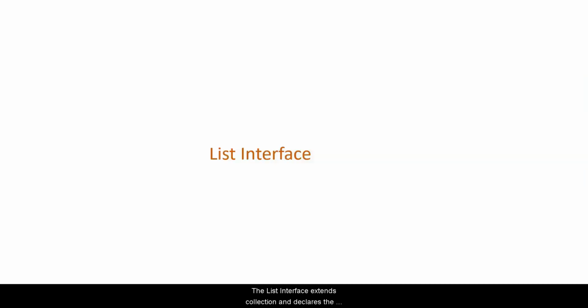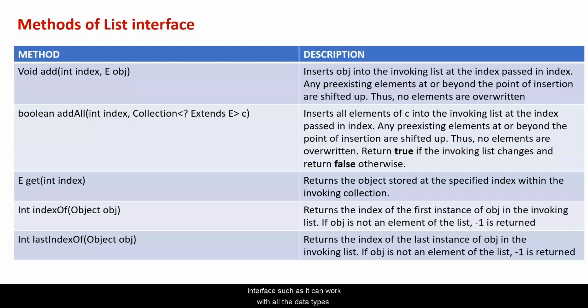The List interface extends Collection and declares the behavior of a collection that stores a sequence of elements. Elements can be inserted or accessed by their position in the list using a zero-based index. A list may contain duplicate elements, and List is a generic interface such that it can work with all data types. These are the methods available for List. Along with these methods, List inherits methods from the Collection interface, such as the methods that we have just discussed earlier, which are available for the List interface as well.